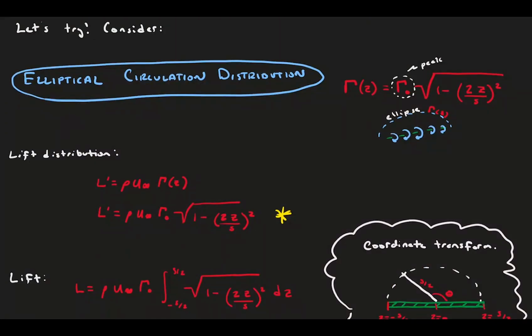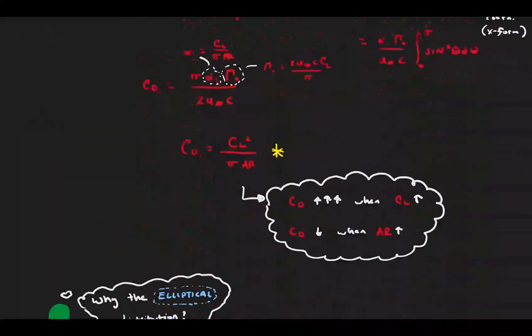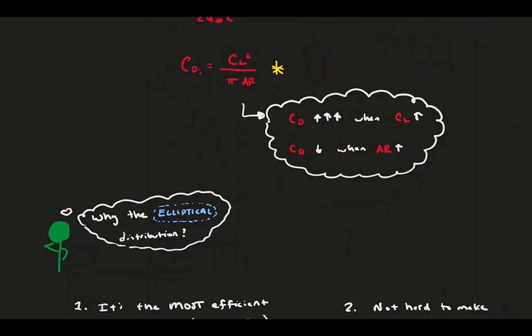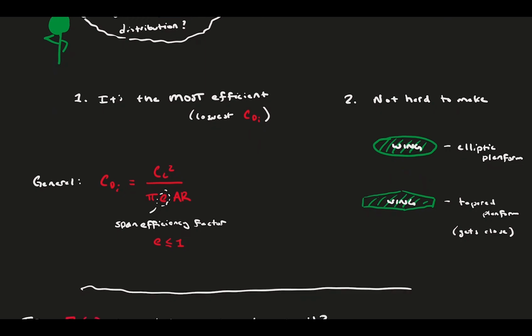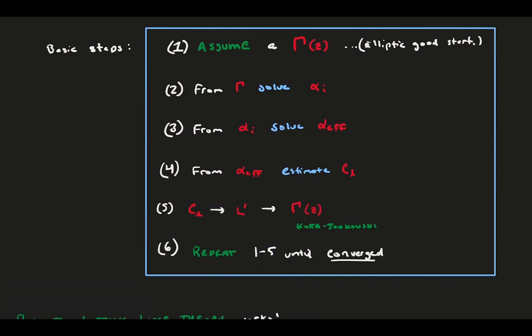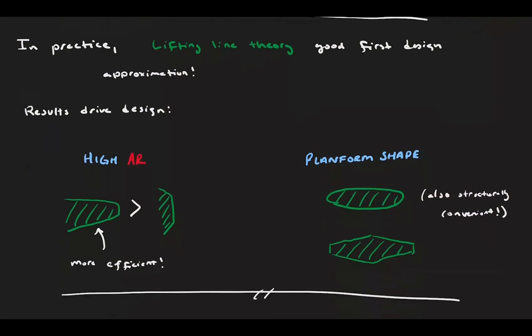We tried with an elliptic strength distribution, where we solved for the lift distribution, the lift, and then the induced drag. Interestingly, the elliptic distribution is the most efficient in aerodynamics. To solve for arbitrary gamma distributions, we need to follow a set of iterative steps to converge to a solution, effectively mathematical guess and check. We finished by exploring the limitations of the theory and how it's applied today.